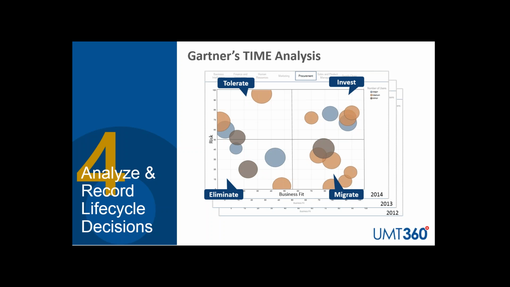If it's the top left, which is a good risk and low business fit, you may tolerate that application. Top right may look to invest. Bottom right, migrate that application. And if it falls in the bottom left, ultimately may look to replace or retire that application. Again, we'll see this in the demonstration.